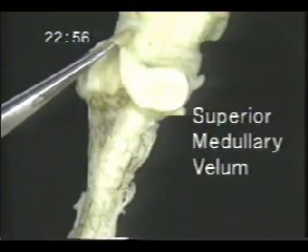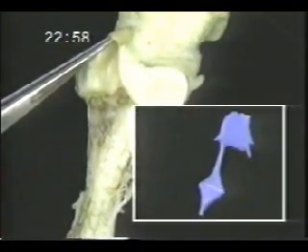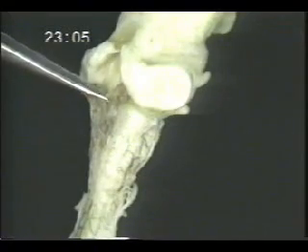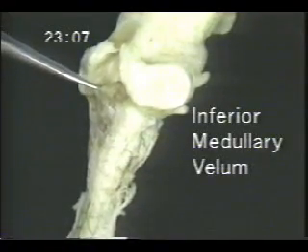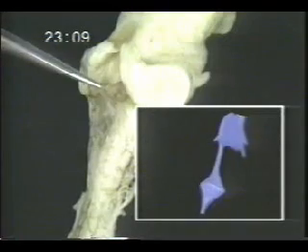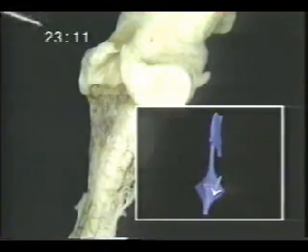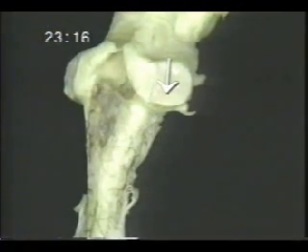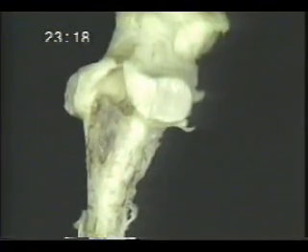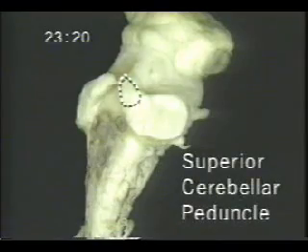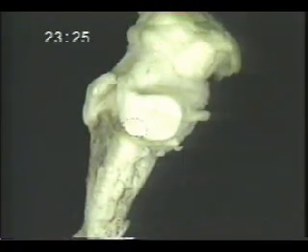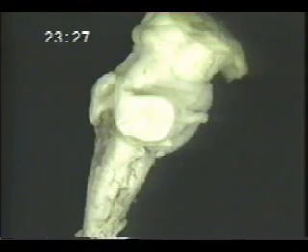This arch of tissue is the superior medullary velum, which forms the roof of this part of the ventricle. This delicate tissue, the inferior medullary velum, forms this part of the roof. This cut surface is the attachment of the cerebellum. It's described as consisting of the superior, middle, and inferior cerebellar peduncles, which are somewhat fused together.